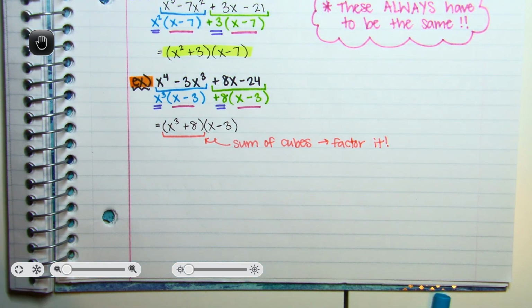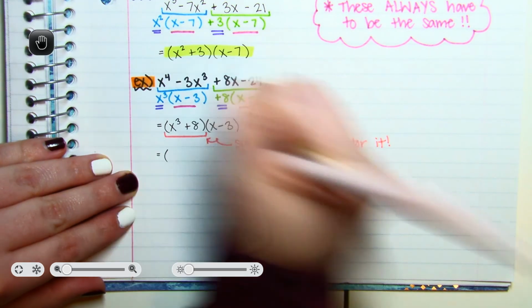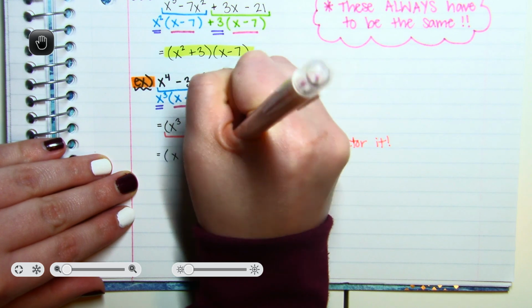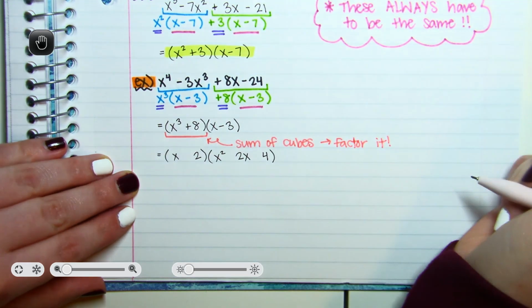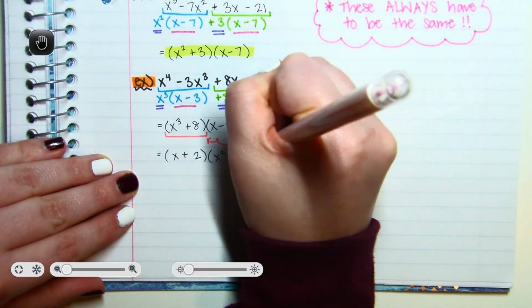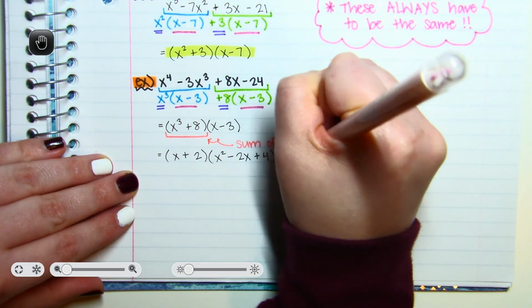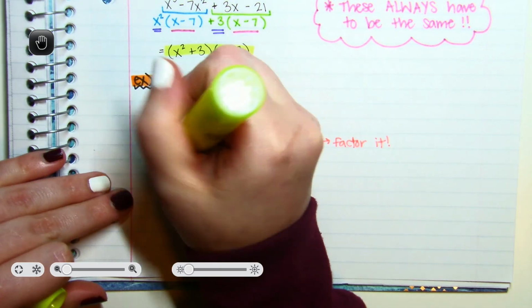So my final answer, when I write this out, it's going to be the x plus 2, and then x squared minus 2x plus 4. And it's same, different, positive. And then our last factor, x minus 3, that carries down. Now we are done. Nothing else factors.